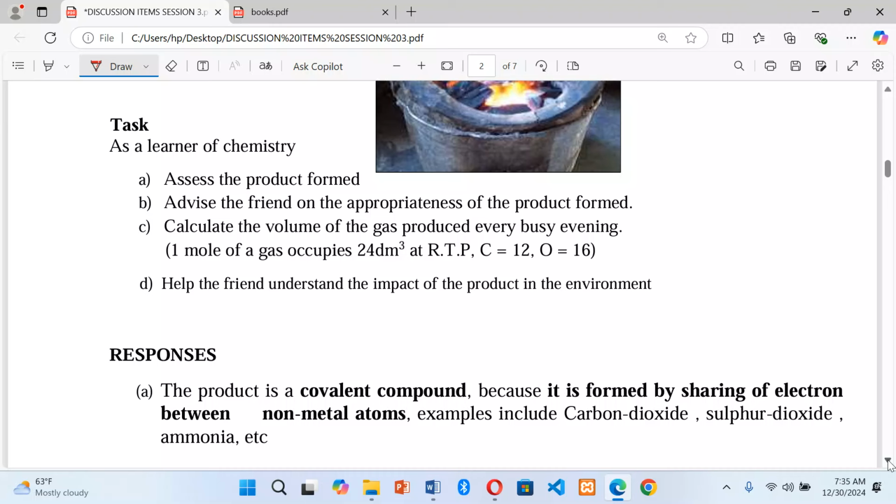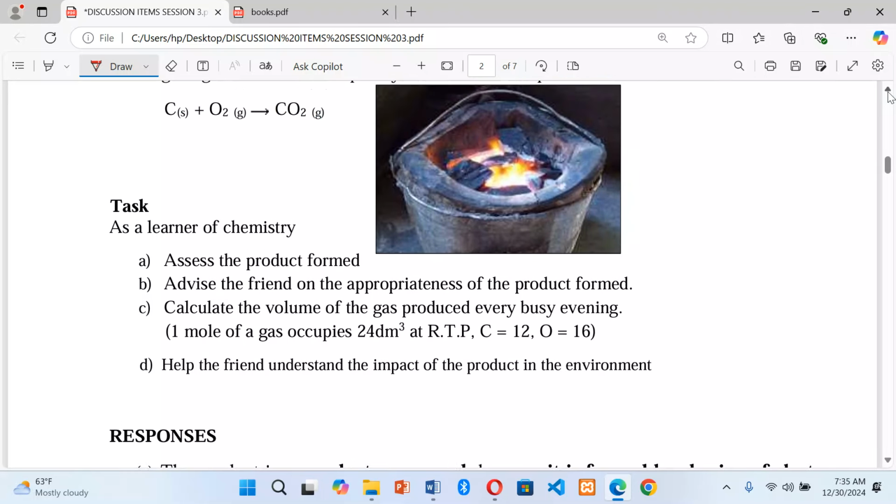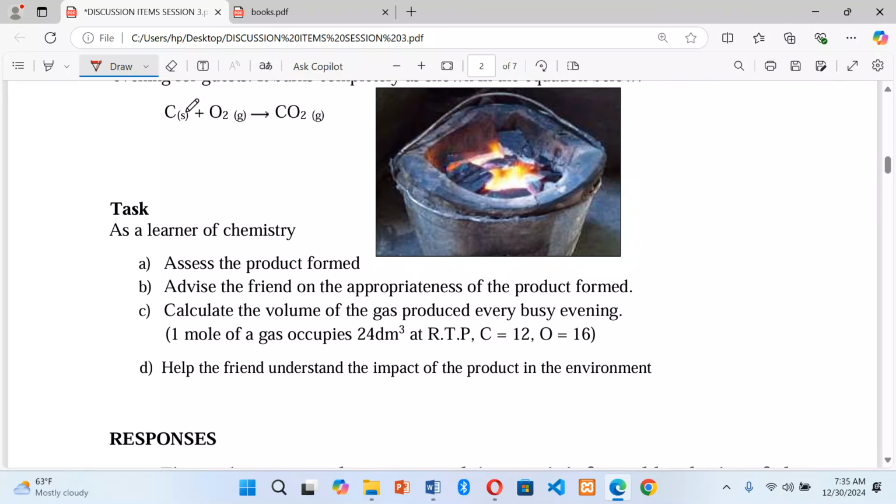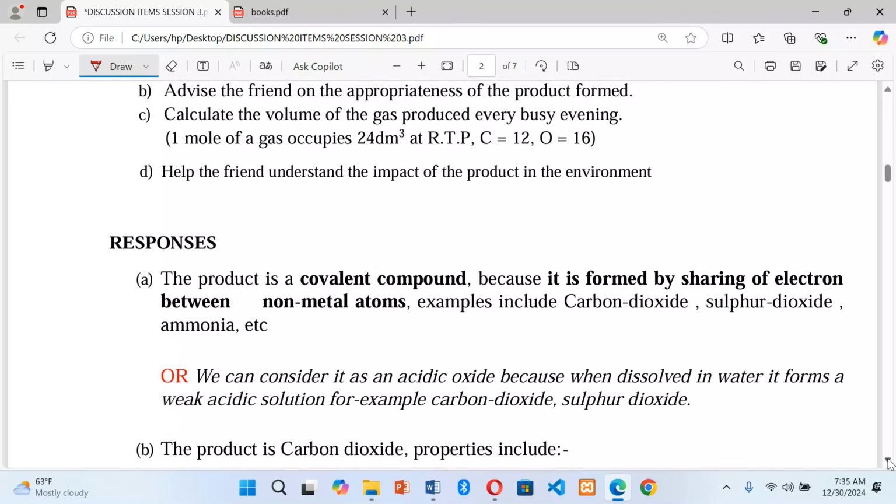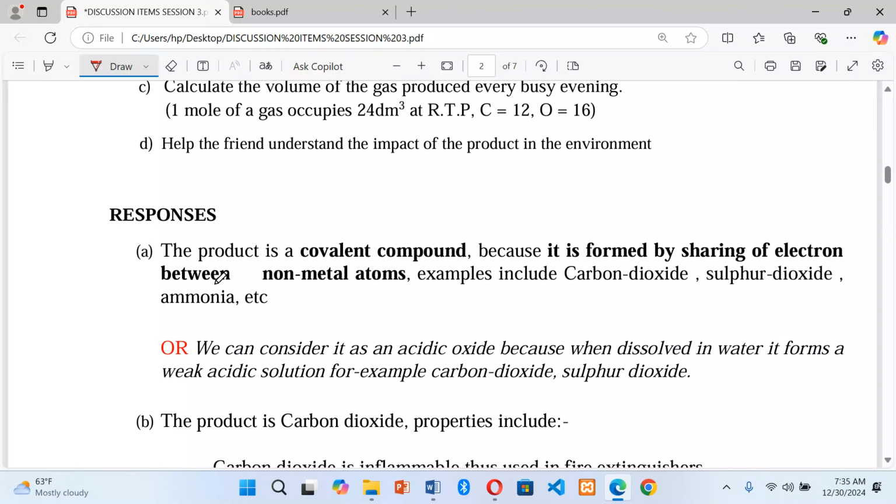So part A is assess the product. As a learner of chemistry, assess the product formed. What is the product formed? The product is carbon dioxide. When we look at our equation, charcoal is burning in oxygen to produce carbon dioxide gas. Now we can say that the product is a covalent compound. We have categorized it as a covalent compound.